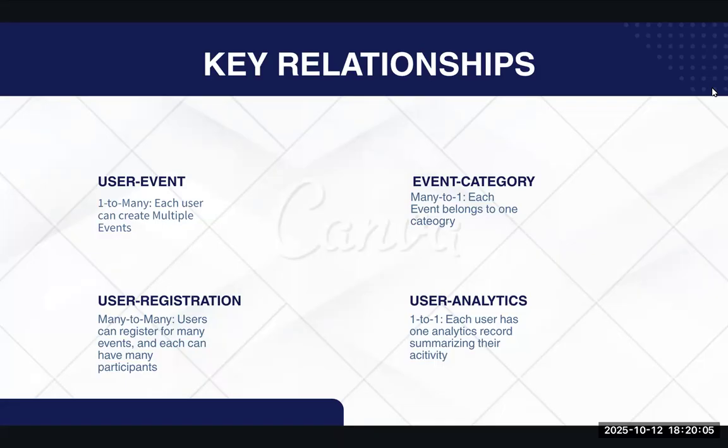Then we talk about the event and category relationship. Every event belongs to one category, so there's a many-to-one relationship. And about the user and analytics, each user has one analytics record summarizing their activity. So there's a one-to-one relationship.